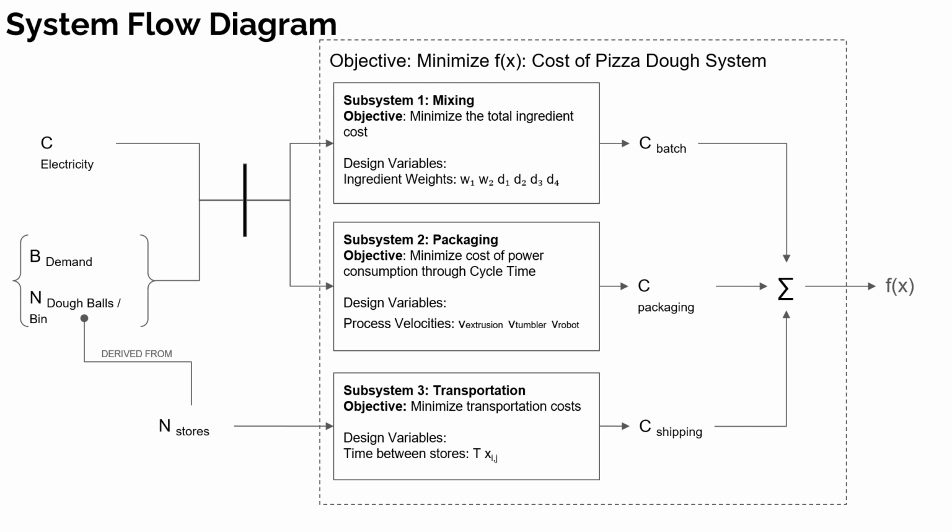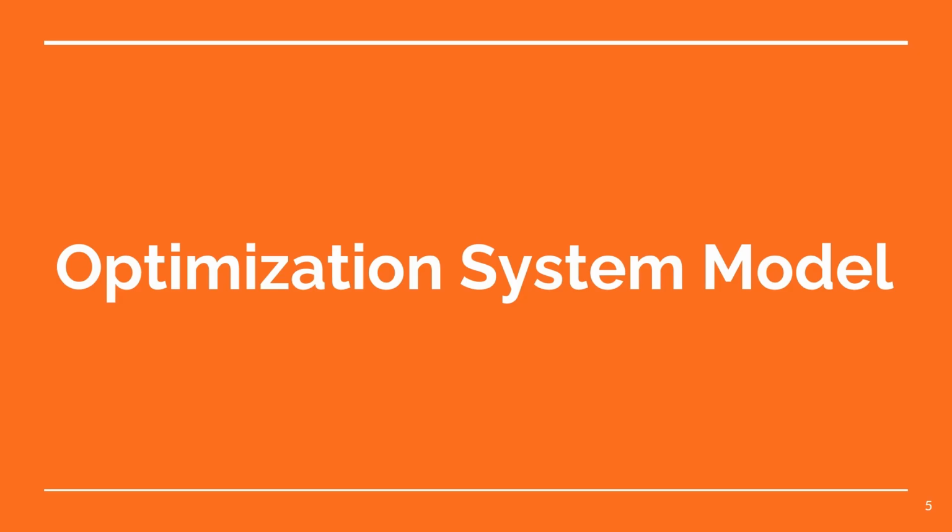The number of stores produces the demand for the dough balls, and then the factory is up to produce and distribute the dough balls. The other thing to note here is that we have electricity built into the first two subsystems as they are doing the bulk of the manufacturing of the product. And finally, all three of the subsystems lead to a cost, which in the end, our goal is to try to minimize. Next, I'll kick it over to Ala for the optimization system model.